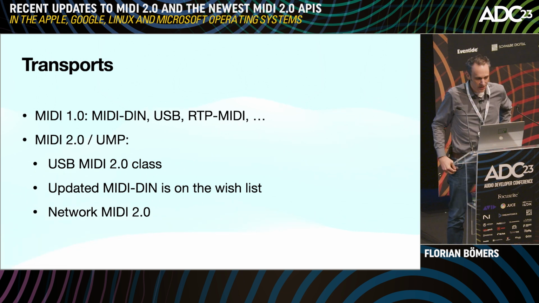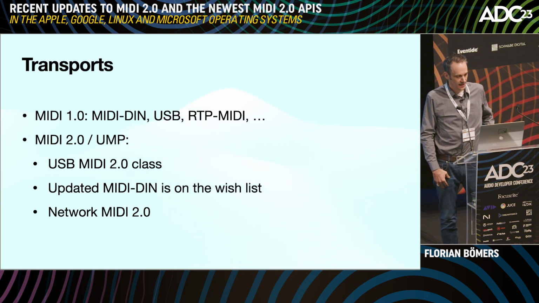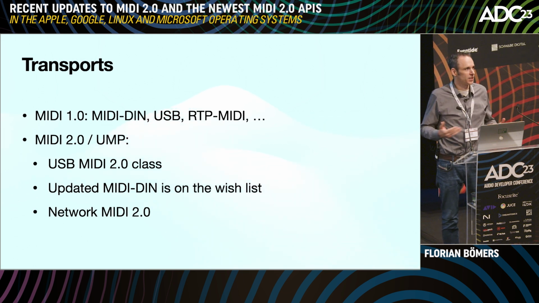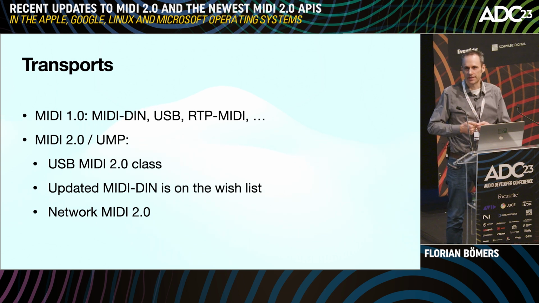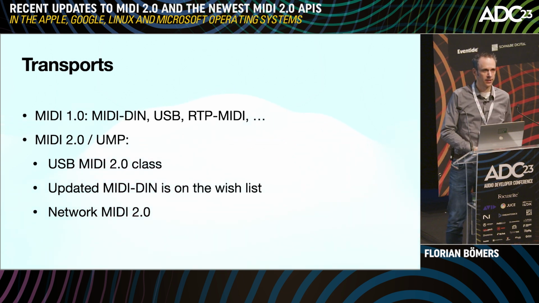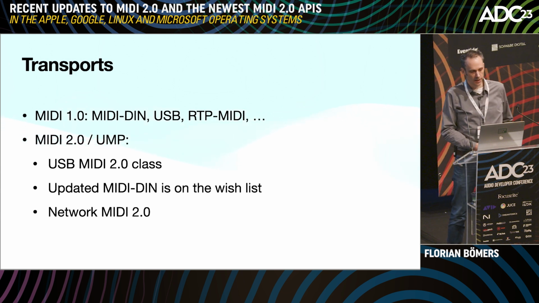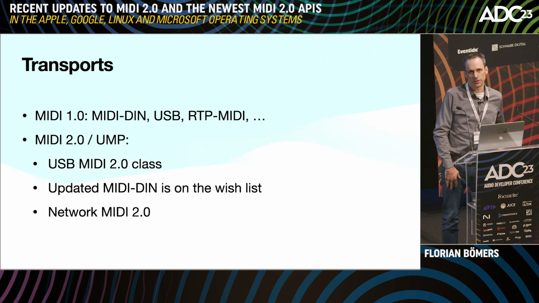The last section of this presentation today is about transports. Of course, MIDI has to be transported somehow. You want to send your MIDI messages from A to B. In MIDI 1.0, it started off with a MIDI DIN transport, but then USB is also widely used for MIDI 1.0. There's RTP MIDI for networks, and a lot of other MIDI 1.0 transports.